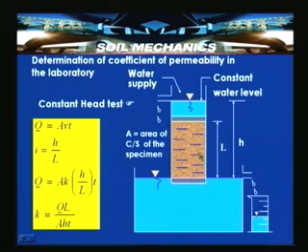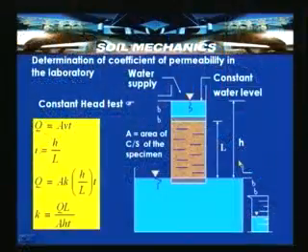A is the area of the cross section of the specimen perpendicular to the direction of the flow. So, this is an arrangement for constant head test. Here, in order to calculate the flow or coefficient of permeability, what one has to do is, after establishing steady state seepage conditions, collect a known amount of water, say Q, in a given time t.